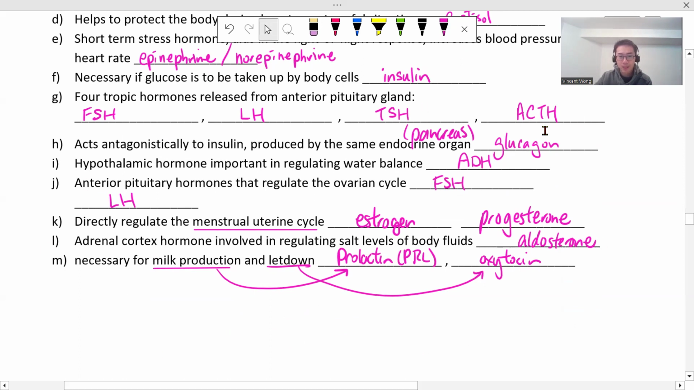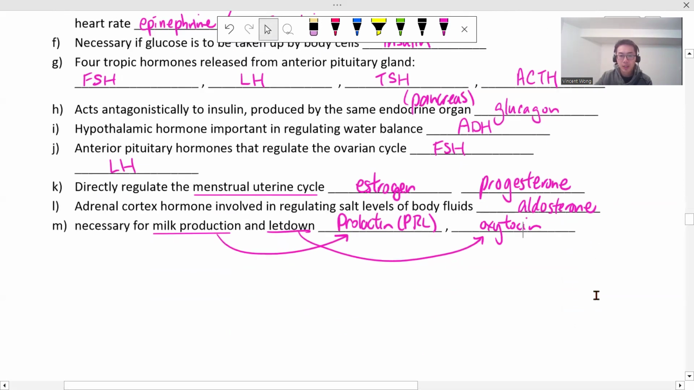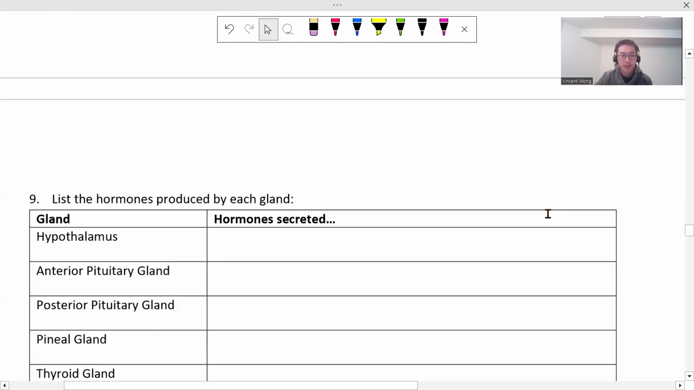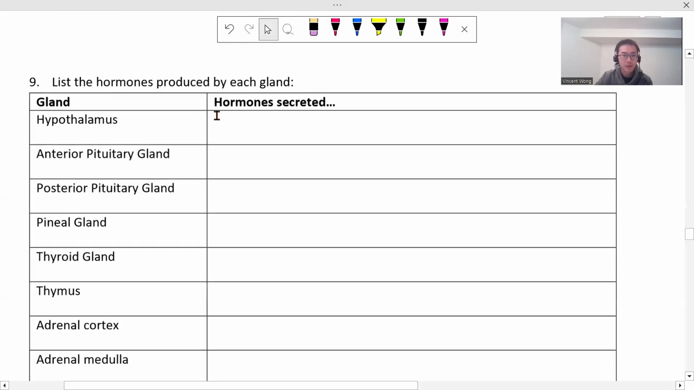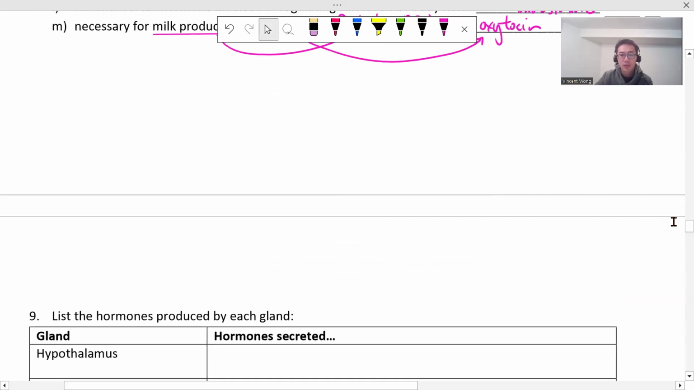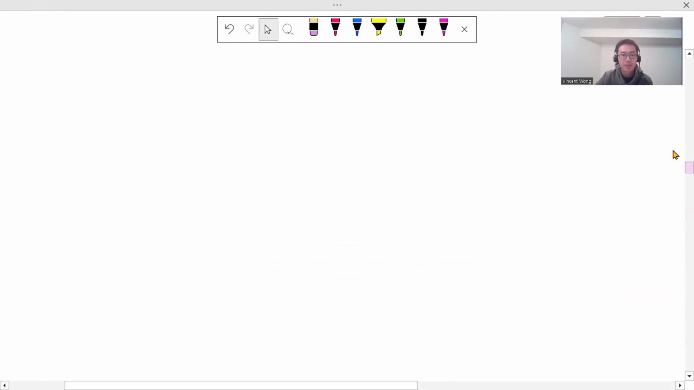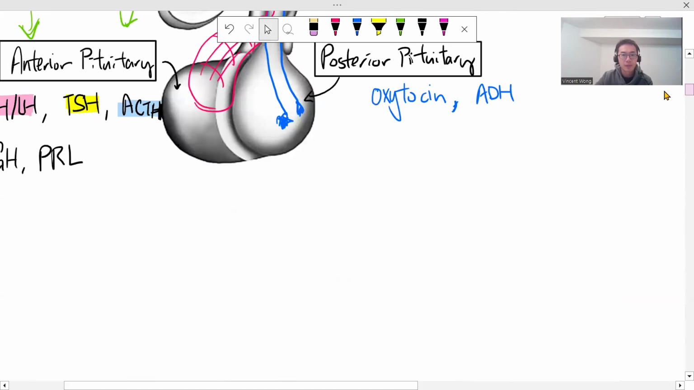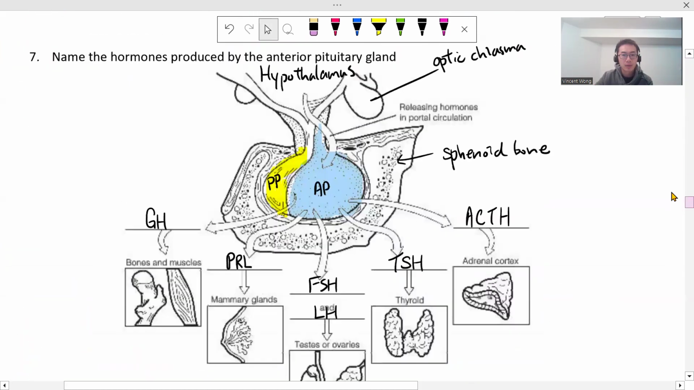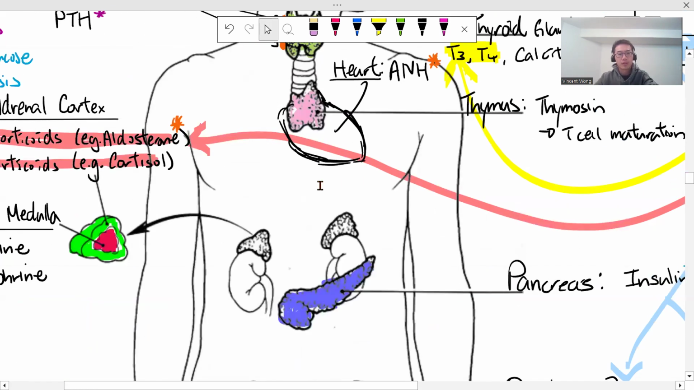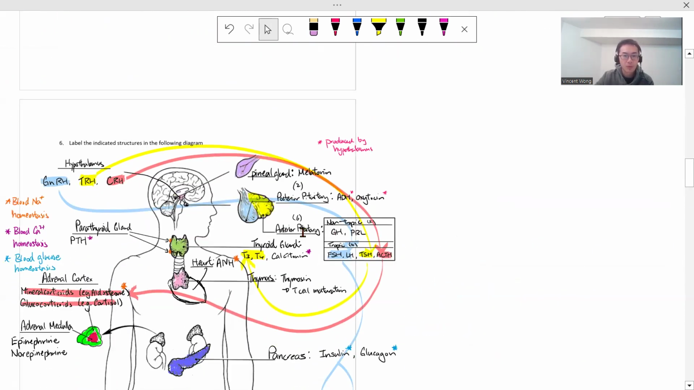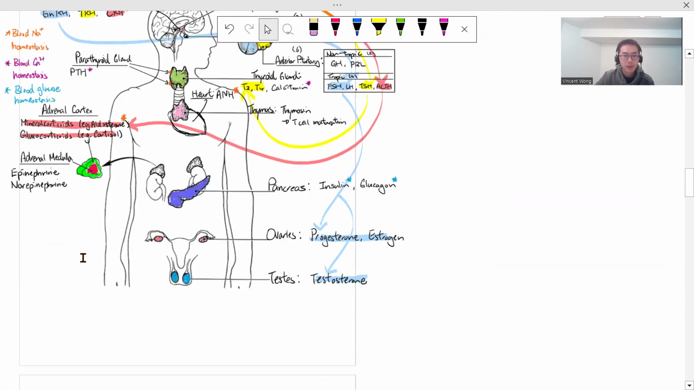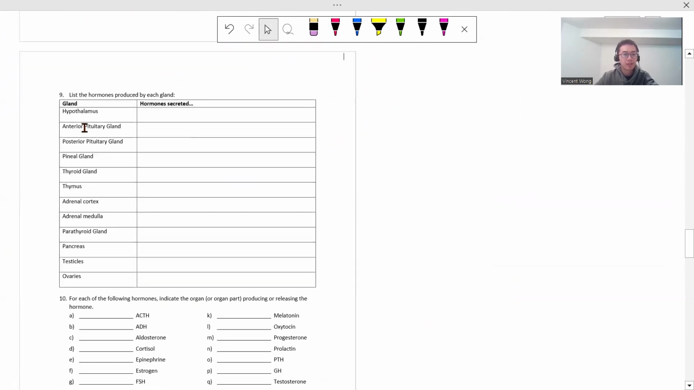So please try to remember as many of these as possible, but it's okay to have a cheat sheet if you need one. I'm not going to fill this in because you should be doing this. You can totally fill this in yourself. Just use this picture to help yourself. Just look at the hormones and where they're from, and then you can fill this in.